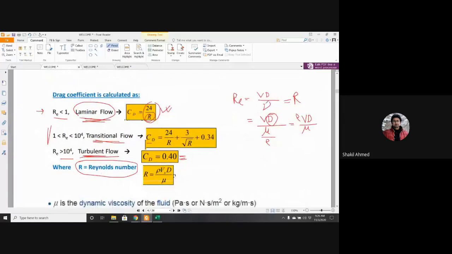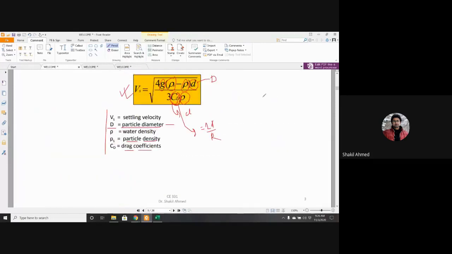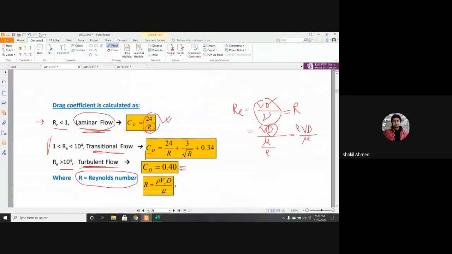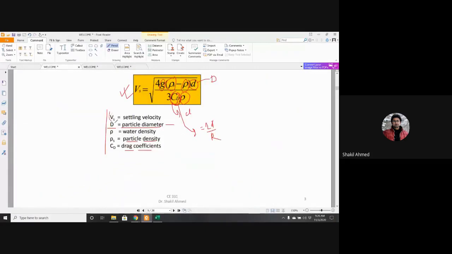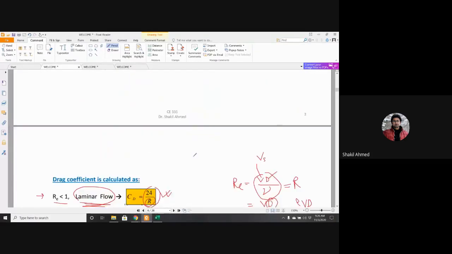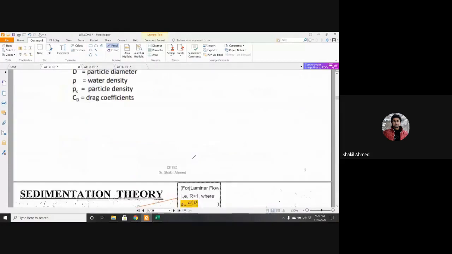So one thing to remember here: R equals Vd over nu. This d is not the pipe diameter. This d is the particle diameter, and this v is basically the settling velocity Vs. Okay, that's it.